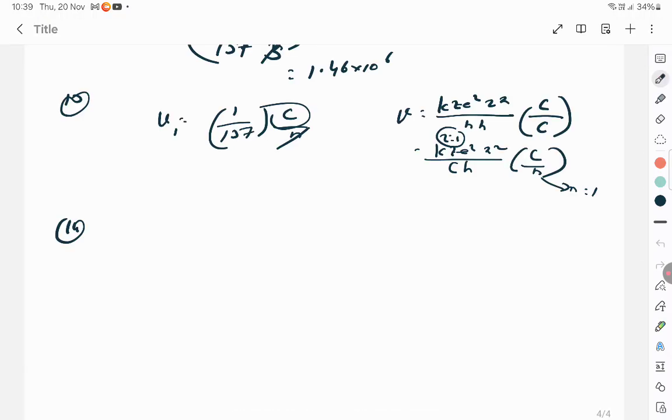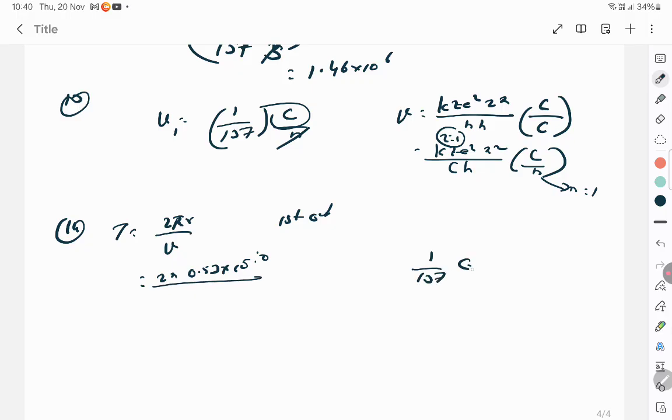Period of revolution means immediately you should write time period is equal to 2 pi r by velocity. Calculate the period of revolution of an electron revolving in the first orbit of the hydrogen. Given the radius r, even then if they don't give, they've given first orbit. Radius of the first orbit is 0.53 into 10 to the power minus 10. Velocity in the first orbit is 1 by 137 into c.